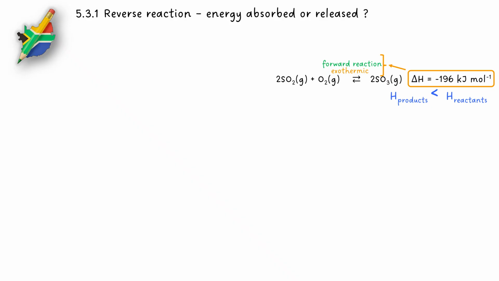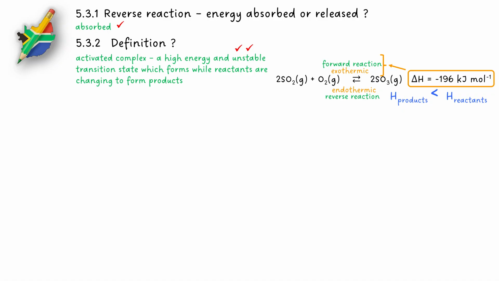So the forward reaction is exothermic. Automatically, this means the reverse reaction must be endothermic or energy absorbing. So energy is absorbed in the reverse reaction. Then we are asked to define an activated complex. An activated complex is a high energy and unstable transition state which forms while the reactants are changing into products.